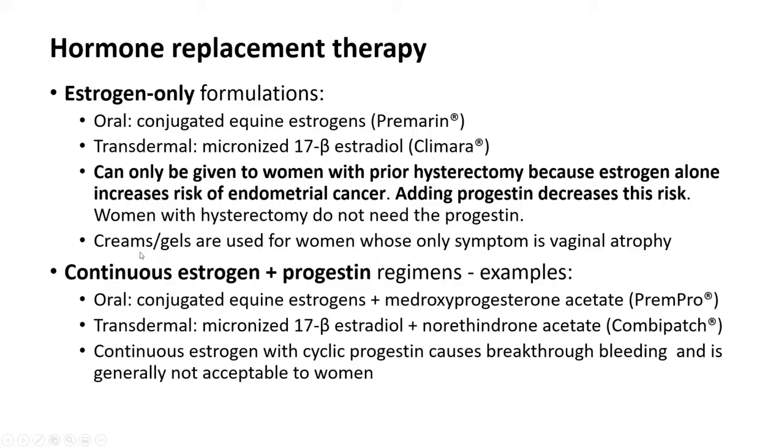They are available in the form of creams and gels, when their only symptom is vaginal atrophy. You can also give a formula that has continuous estrogen and progestin, and here are some examples. Orally, transdermal, and also continuous estrogen with cyclic progestin that causes breakthrough bleeding and is generally not very acceptable to women.